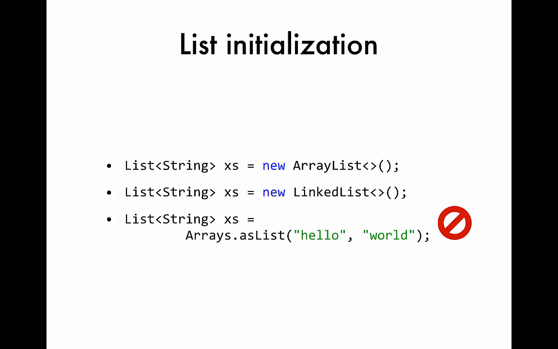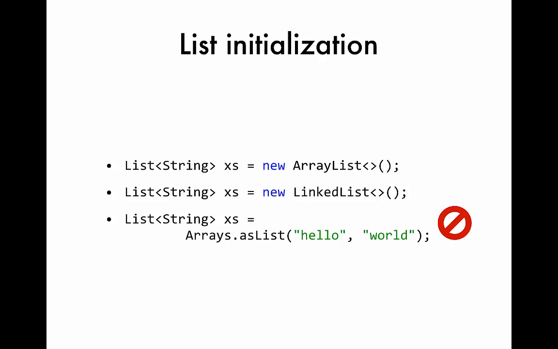Okay, let's look at the third bullet. When programmers discover that the Java Arrays class has an asList method, they're usually anxious to use it. Wonderful, they think. Now we can create a list with a few initial values in it, similar to what we can do with arrays. However, if you actually look at what this method does, it's almost always a bad idea to use it.